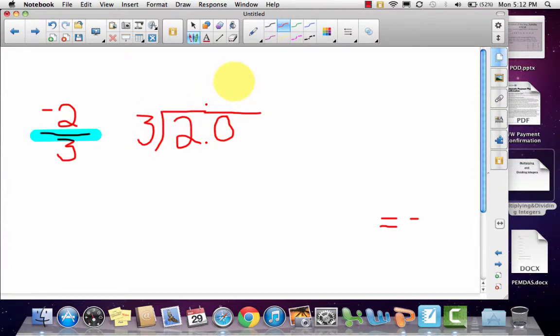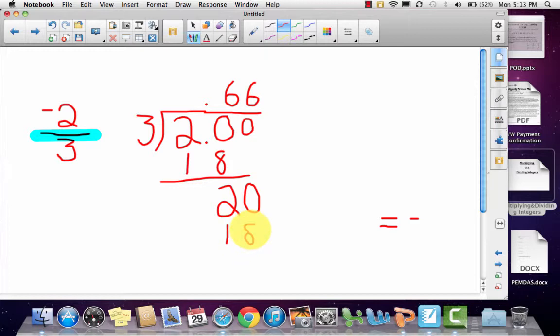3 fits into 20 6 times. 6 times 3 is 18. I'll subtract 20 minus 18. That gives me 2. So I'll add another 0 and bring it down. 3 goes into 20 6 times. And you're going to notice that a pattern appears here. I'll take it one more round just to make sure. 6 times 3 is 18. 20 minus 18 is 2.